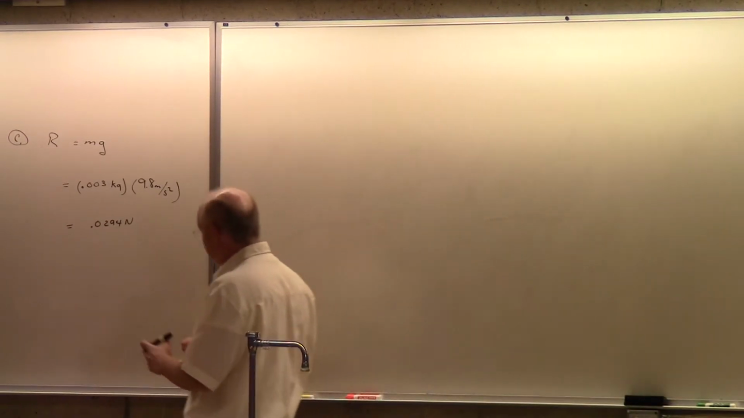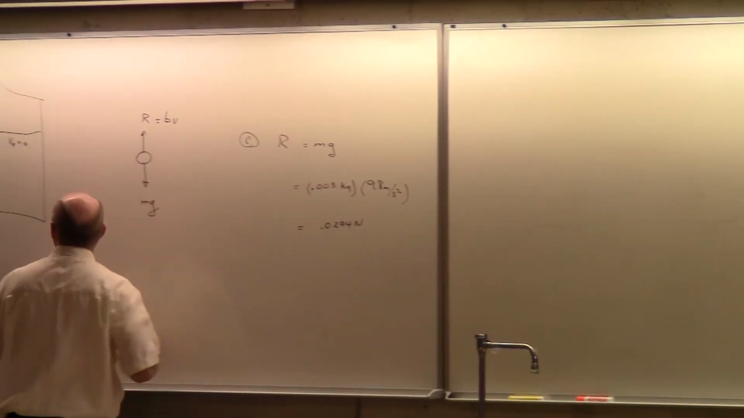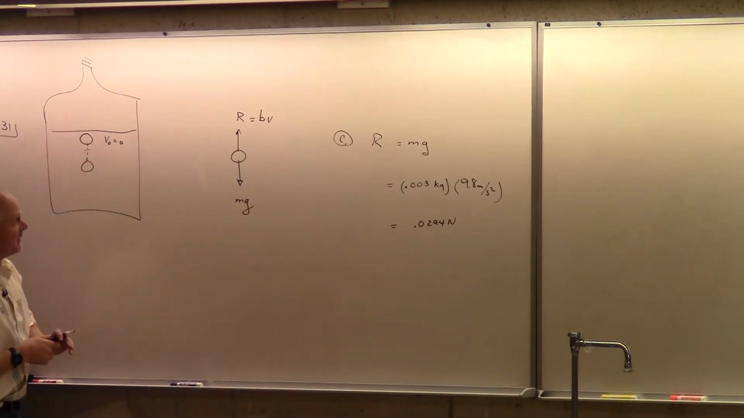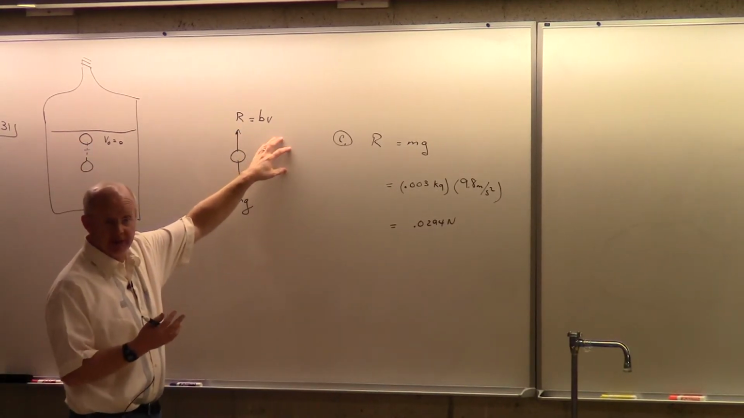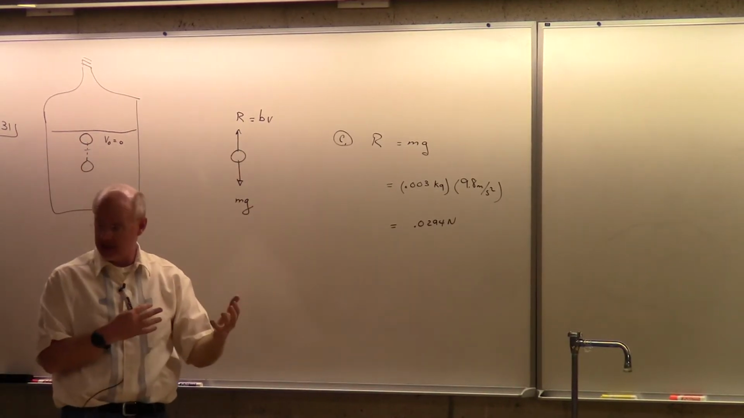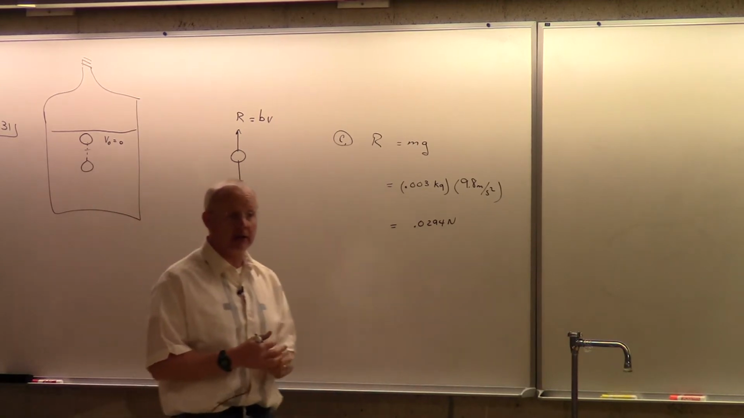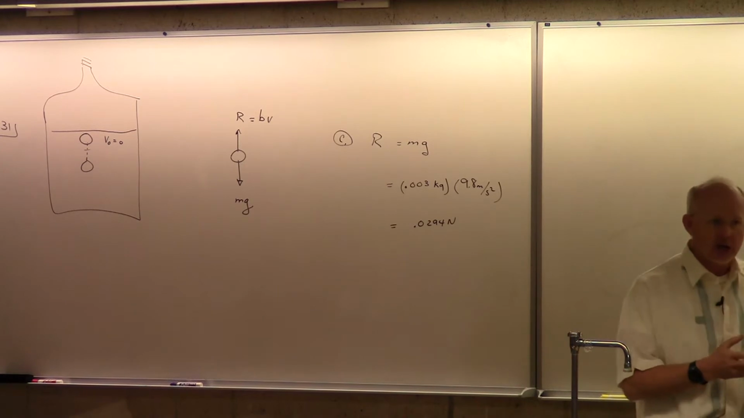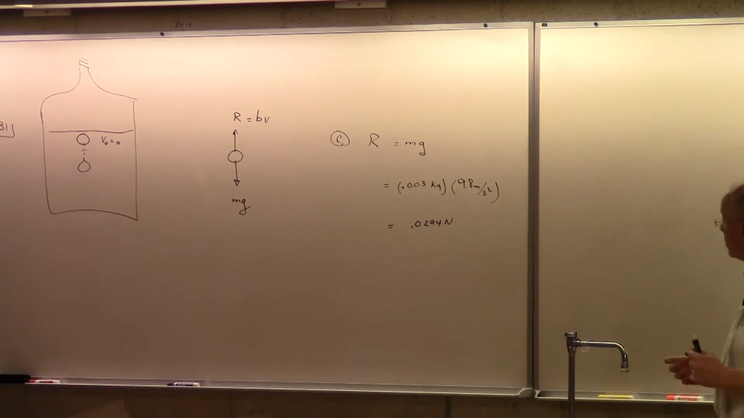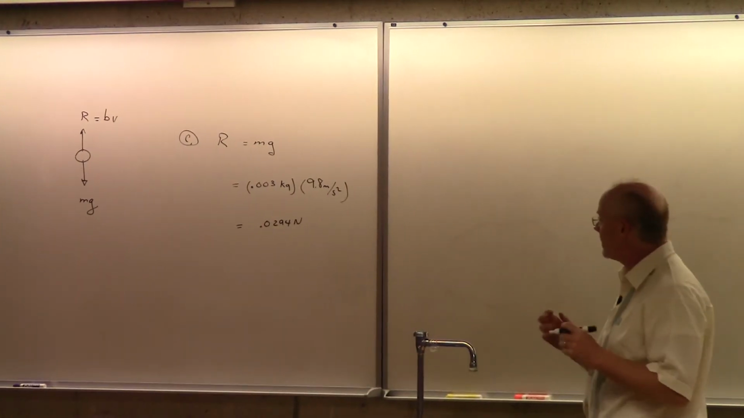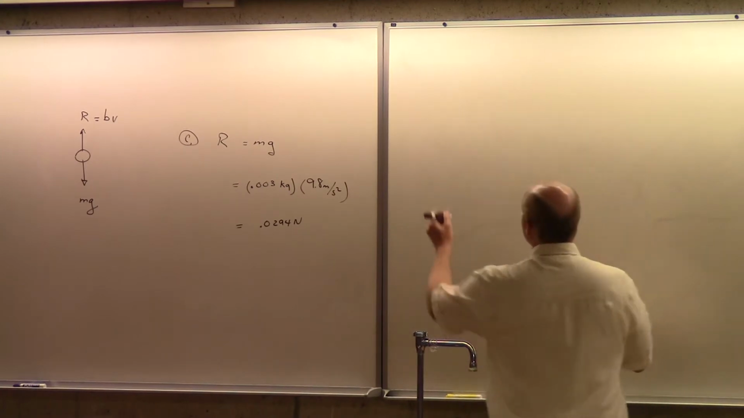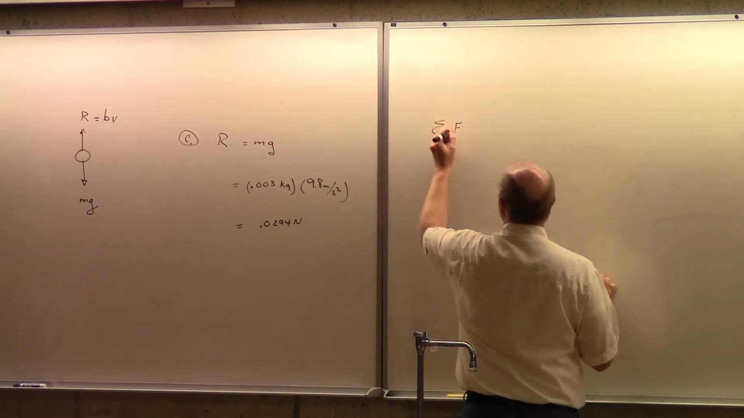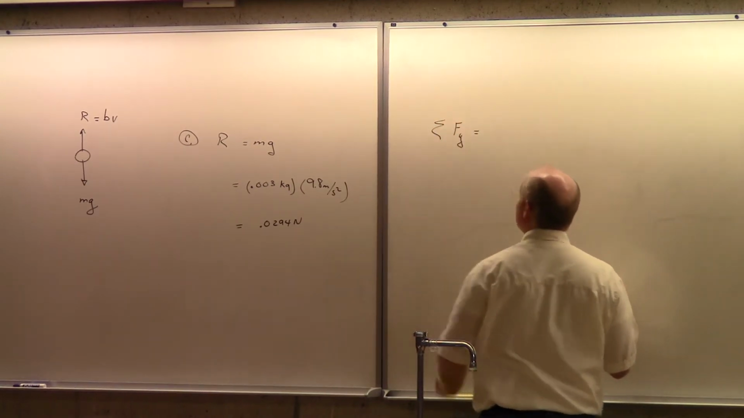Now, before it gets up to that value, so back here, then it is going slower than its terminal speed, so the resistive force is less than its weight, and it does have an acceleration. And we should be able to solve for that equation, and what is that acceleration? So let's write that out. Let's write out the sum of the forces, and I might as well do the y direction.